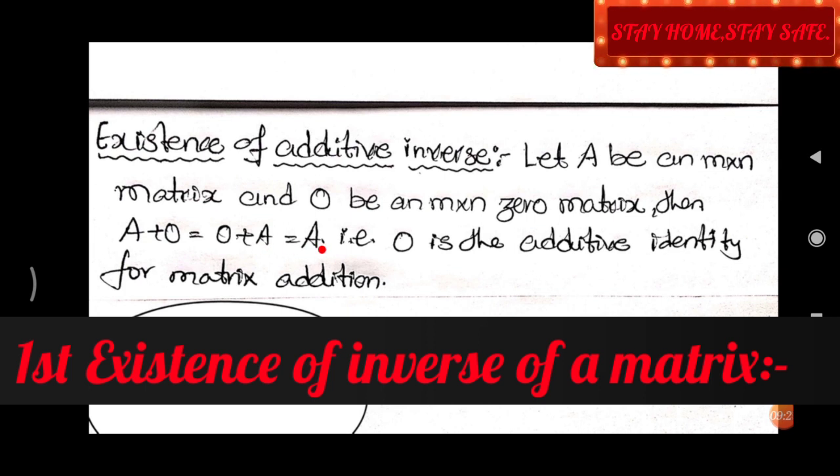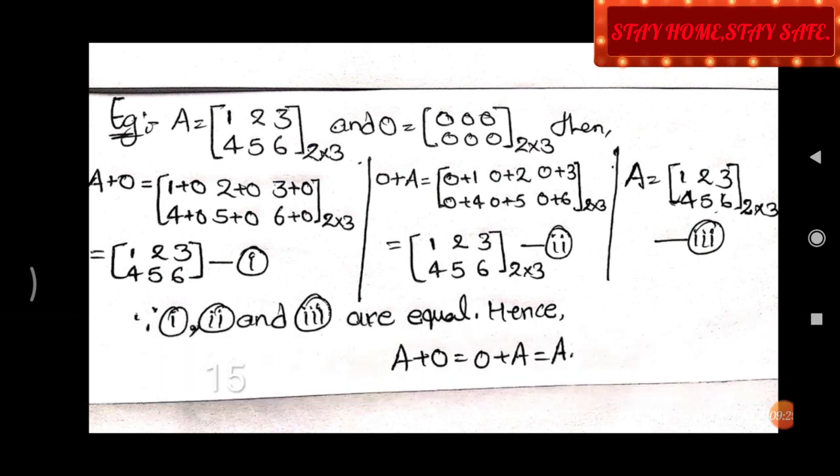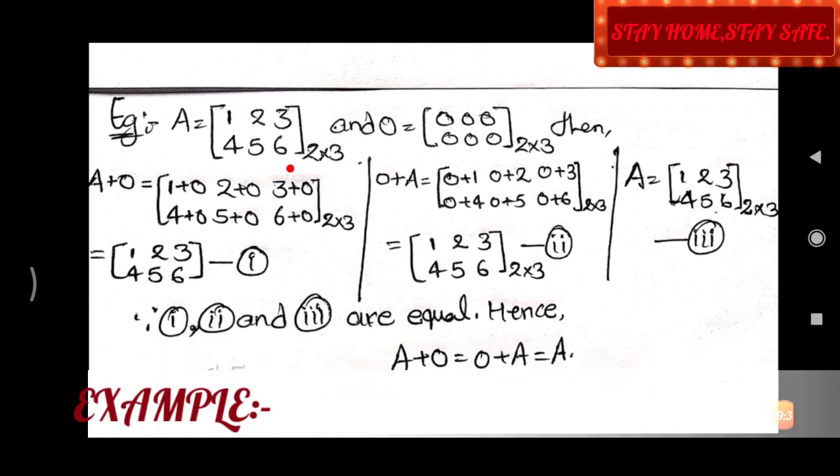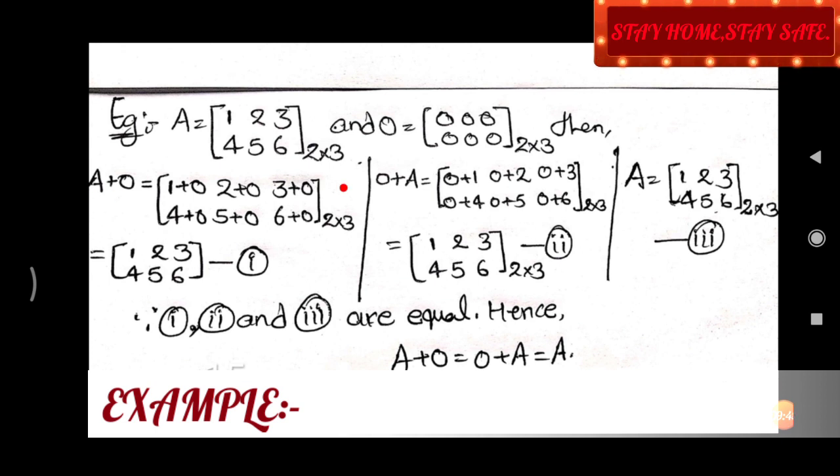So if you take here in the example, A is a matrix of order 2 by 3, and 0 is the zero matrix of order 2 by 3. Then we have 1 plus 0, 2 plus 0, 3 plus 0, 4 plus 0, 5 plus 0, 6 plus 0. By adding their corresponding elements, we get this matrix that is the same as A. And here also it is A plus 0, but this is 0 plus A.